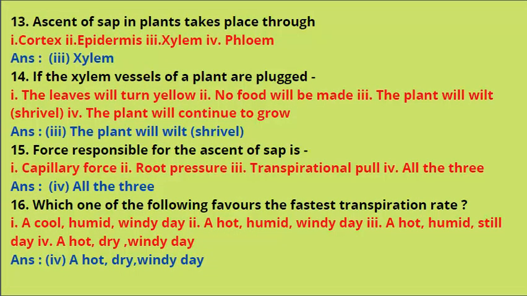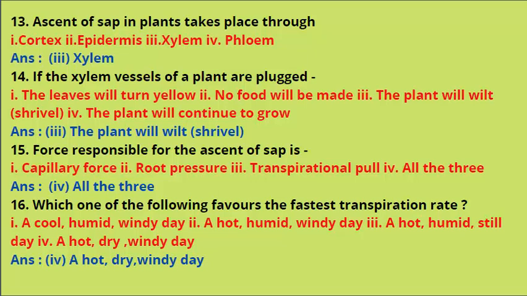Next, ascent of sap in plants takes place through which of the following? Number 1, cortex. Number 2, epidermis. Number 3, xylem. Number 4, phloem. Answer is xylem. We know that xylem is the conducting tissue which helps in the transportation of water in the plants, and ascent of sap actually means the conduction of sap, which is water and dissolved minerals, through the plant, which is done by xylem tissue.